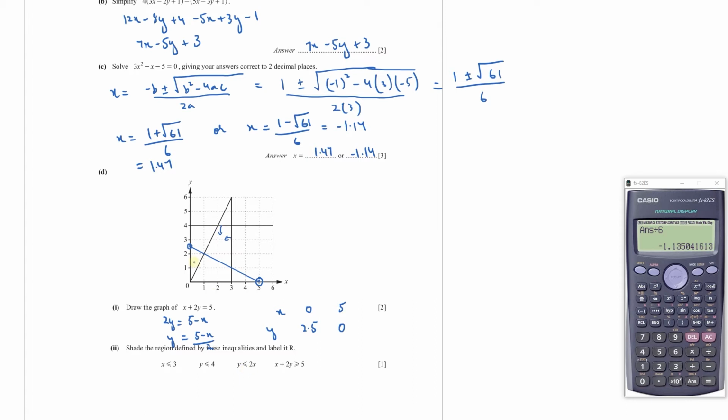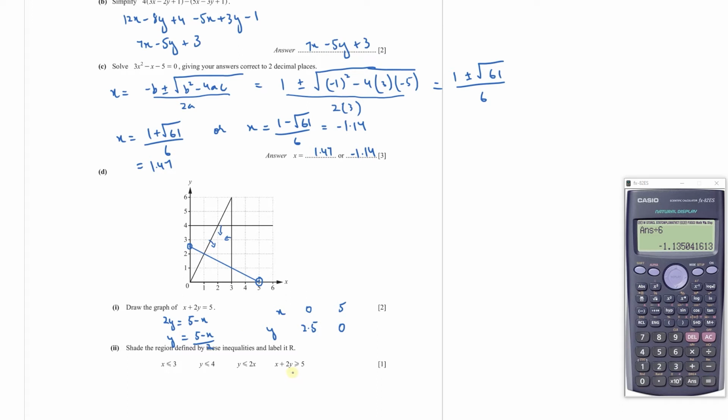Y is less than equal to 2x. So if you look at this line, this is actually y equals to 2x. When x is 1, y is 2 times the value of x, which is 2. So this is y equals to 2x. So y less than equal to 2x means below this line.